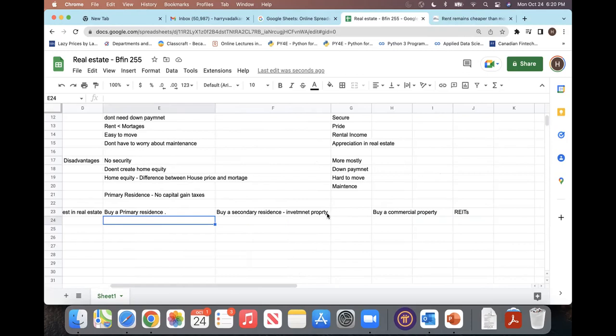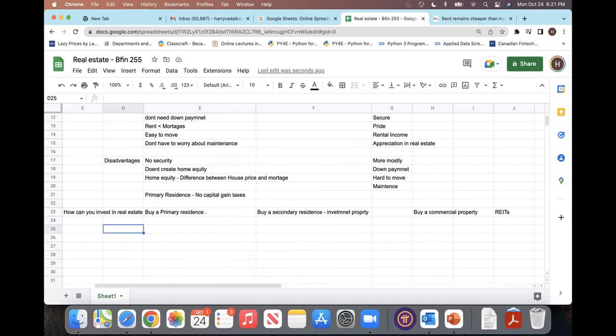Okay, so how can you get exposure to real estate? There are different ways. You can buy a primary residence. The primary residence is your first property, the one in which you're going to live. There are different rules about it. The first rule is you need at least a 5% down payment. We will discuss what down payments are, and there are certain strategies you can use while planning for your down payment. So at least 5% down payment you have to put in, and the rest you can take as a mortgage.